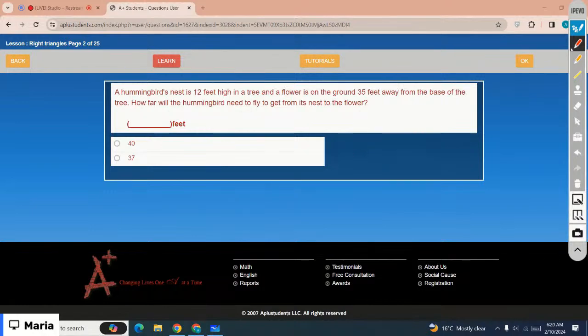Basically, you need to understand the question and then make a diagram. That must be a right angle triangle, right? And then you have to see which side you have to calculate.